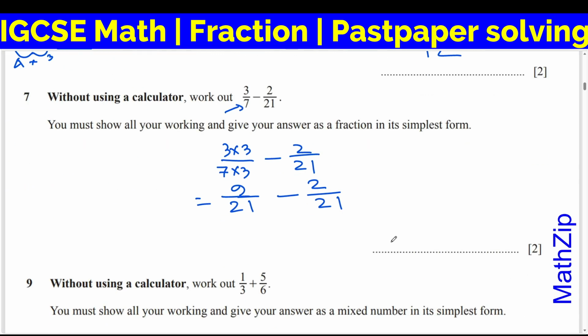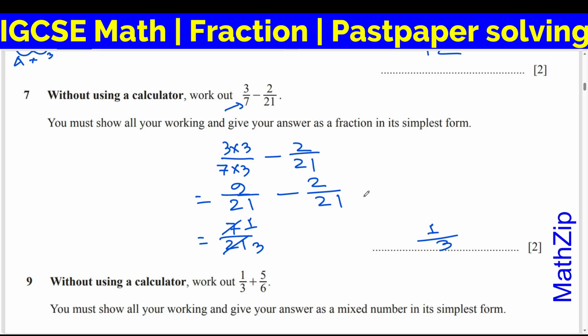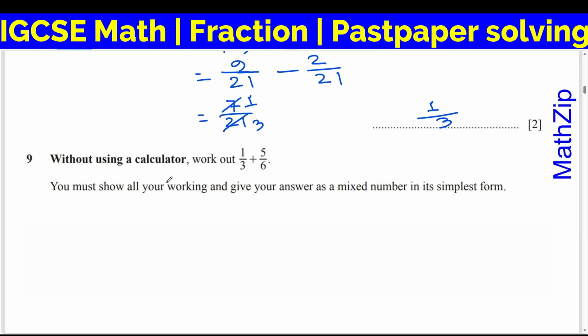So what will be the result? The result will be 9 minus 2, which means 7/21. So we can simplify this one more, because if we divide this one by 7, we will get 1, and 21 divided by 7, we will get 3. So our answer is 1/3. Very simple.